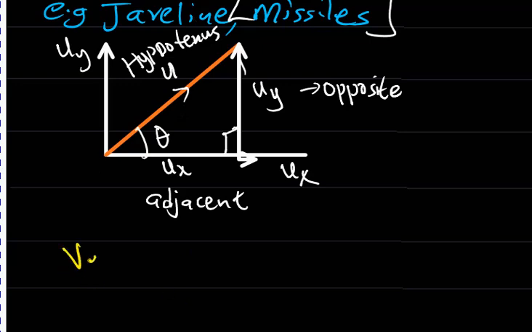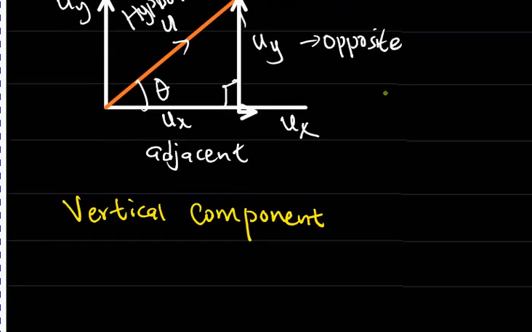Let's start with the vertical component of the velocity. All right, the vertical component of the initial velocity is uy, which of course is the opposite of this right angle triangle, while the velocity itself, u, is the hypotenuse. So we're going to find a ratio that corresponds to opposite and hypotenuse. Don't forget the ratios, okay? That is abbreviated as SOHCAHTOA.